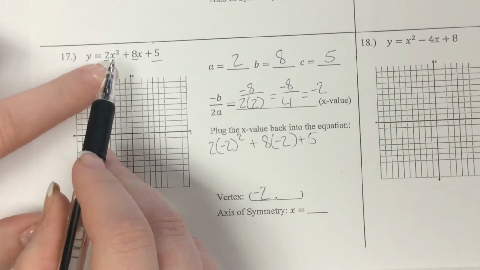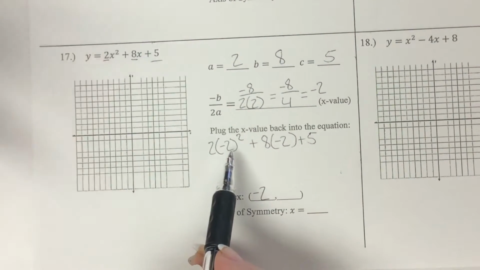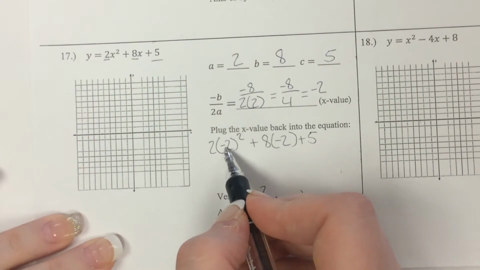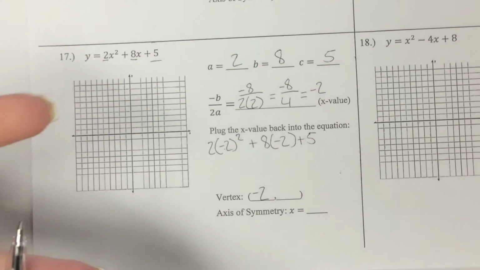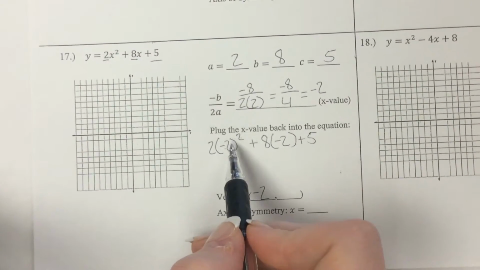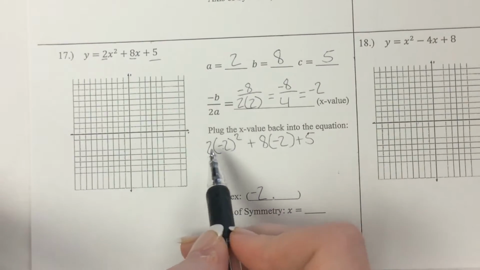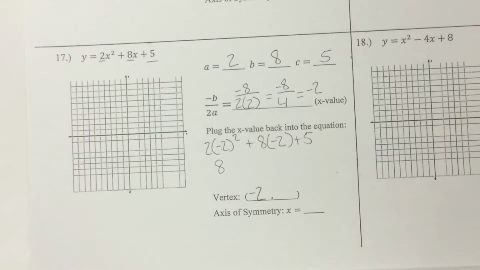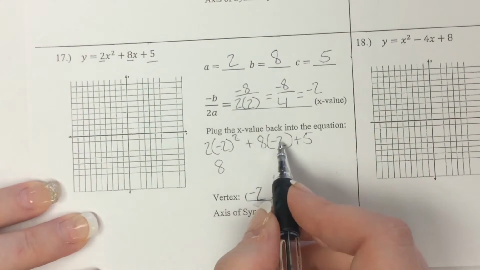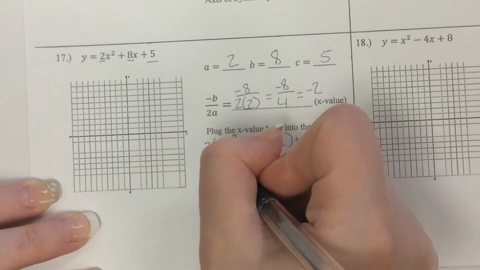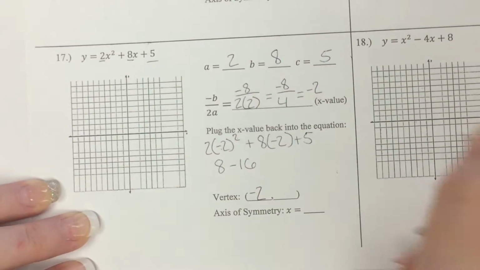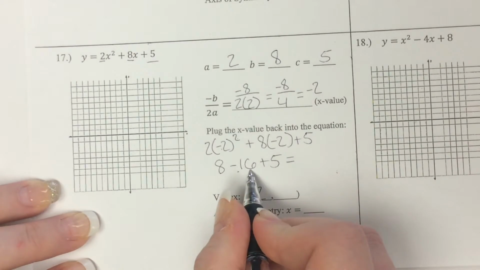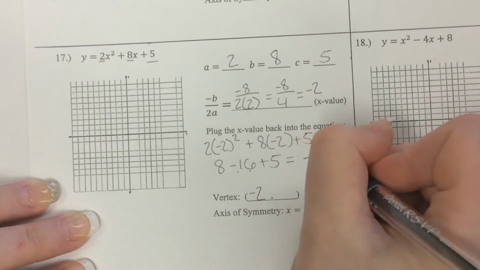Okay. So I took this equation, and every place that I saw x, I took the x away and substituted in that negative 2. So we have negative 2 squared is negative 2 times negative 2, which is positive 4. Okay, so positive 4 times 2 is 8. All right, plus 8 times negative 2 is negative 16, so minus 16. And then don't forget about your constant, plus 5. So let's do this math. 8 minus 16 is negative 8, plus 5 is negative 3.